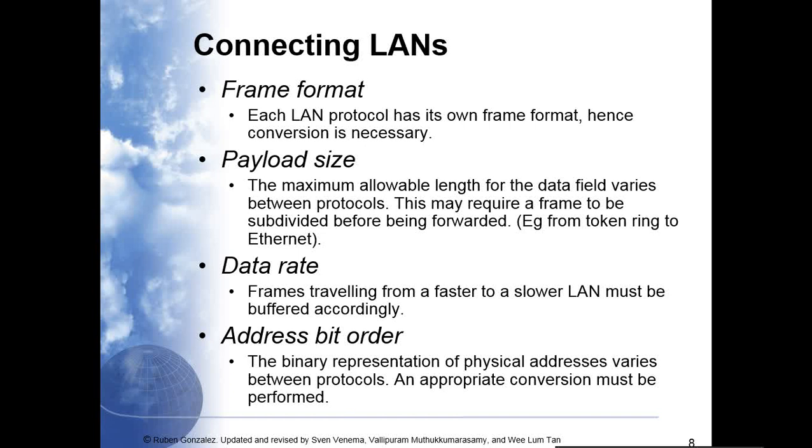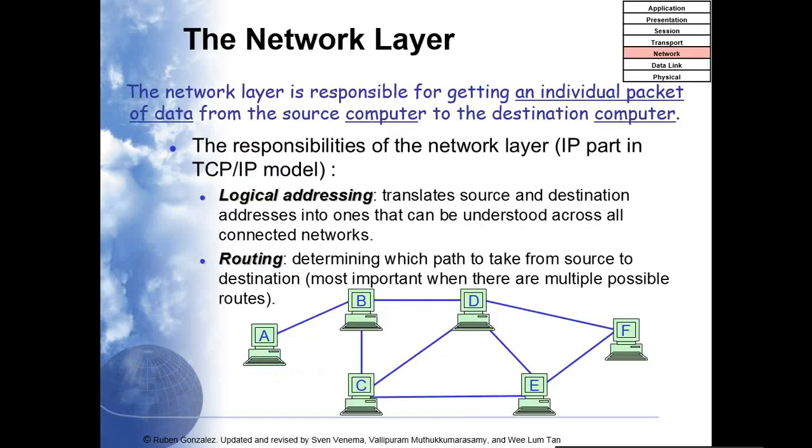The data rate, so frames traveling from one network may be faster on one network than on the other network, and so you might have to buffer things. Basically, that means storing stuff for a while until you're ready to actually process it. Address bit order, we've seen this previously. The binary representation of physical addresses varies between protocols. We saw the little endian, big endian sort of variations on this, and so you have to do some appropriate conversion if they're not the same. So you can see some of the issues that we might have to address when we're working with local area networks and connecting between them.